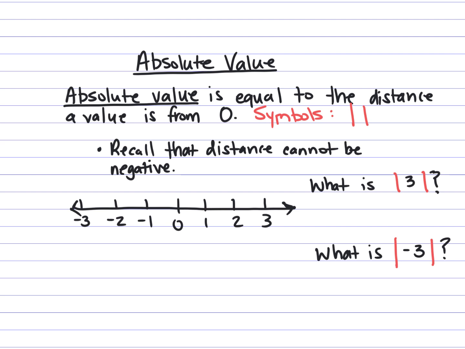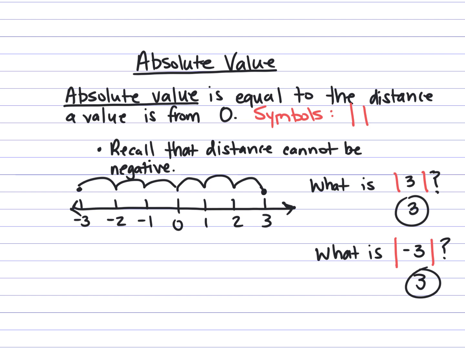So the first question says, what is the absolute value of 3? Well, let's see. How far is 3 from 0? 1, 2, 3. So the absolute value of 3 is positive 3. And the second question says, what is the absolute value of negative 3? Well, how far is negative 3 from 0? 1, 2, 3. So 3 and negative 3 both have the same absolute value. Okay? Absolute value is always positive.